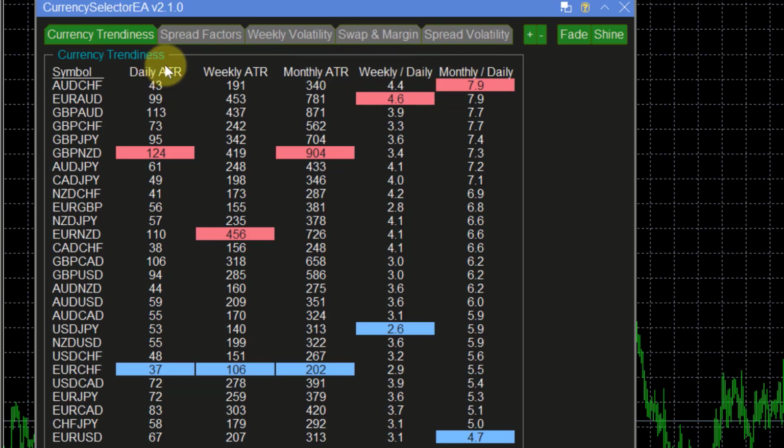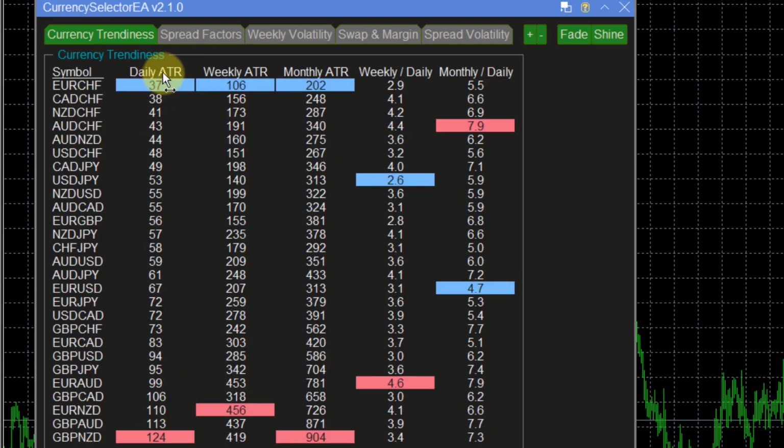I'll explain why we have those columns, because those columns tell us the trendiness. But let's have a look at the daily ATR column first. One of the nice things about this EA is that you can sort the currencies from low volatility to high volatility as expressed by the ATR. This particular currency, the euro franc, only travels on average 37 pips a day, whereas the pound New Zealand on average travels 124 pips a day. So it is roughly 4 times as volatile as the euro franc.